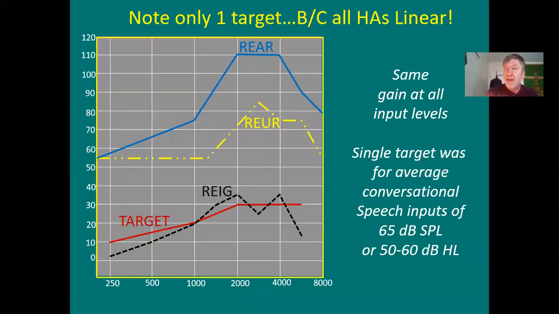Note only one target, because all hearing aids in those days were linear. Same gain at all input levels. A single target was for average conversational speech inputs of 65 dB SPL or 50 to 60 dB HL. Now, I would put a star by this one, and I would memorize those sets of numbers. Okay, because in SPL, average speech is between 60 and 70. In HL, average speech is between 50 and 60.